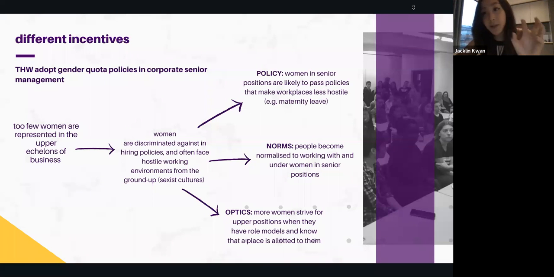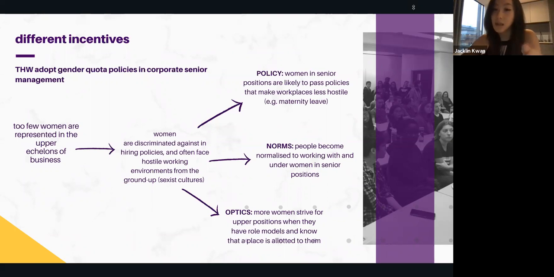Now, because I've identified one root of the problem, I can show how the motion can change that one root of the problem. Maybe because more women are put into senior corporate decision-making boards, they can now pass, for example, policy. Women in senior positions are likely going to pass policies that make workplaces less hostile to the presence of women. So this benefits women from lower down the ranks as well. For example, more women will get paid maternity leave, they're more able to ascend in the workplace because there are just policies that support them. So more women are likely going to be promoted.